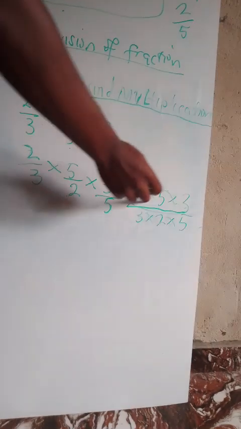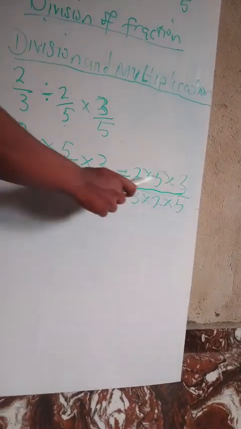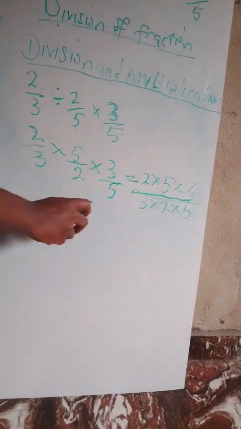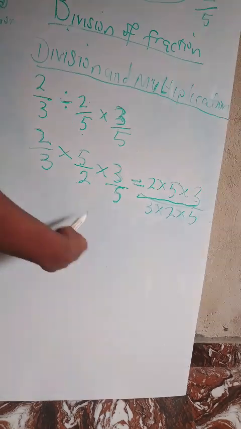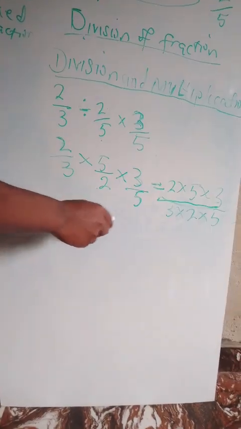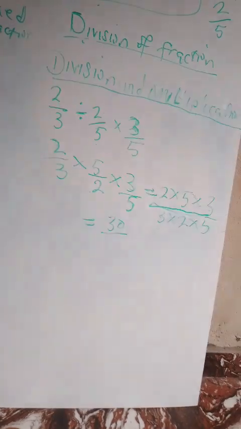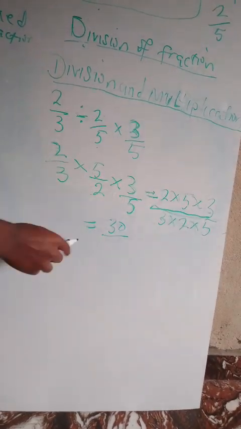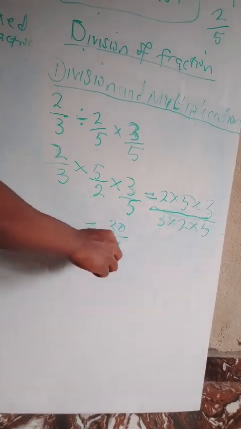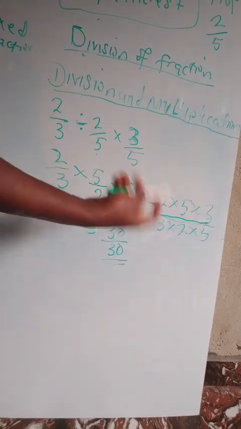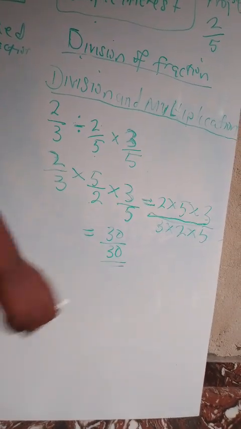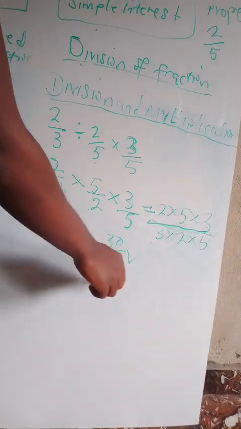Use your calculator to multiply the up one. 2 times 5 is 10. 10 times 3 is 30. There is no space here, so I have to come to this part. Over 3 times 2 is 6. 6 times 5, 30. So as you can see, we have 30 over 30. This is our final answer.